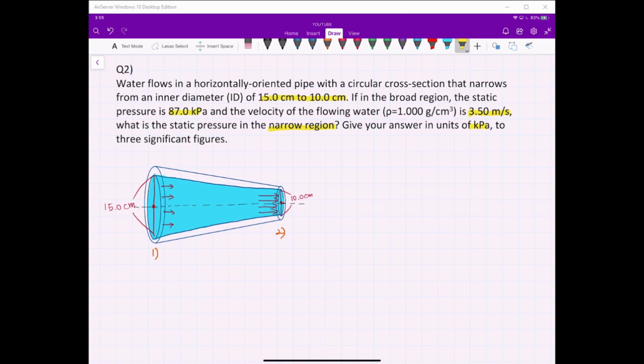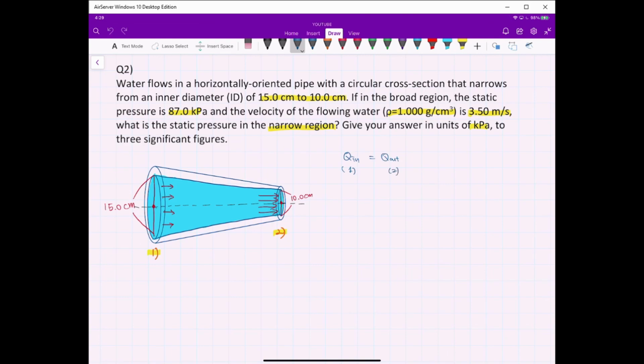For convenience sake, we can say the broad side as region 1 and narrow side as region 2. And then the water density rho is given as 1 gram per centimeter cube. For incompressible fluid, the volume flow rate stays constant, which means the amount of water flows in at region 1 must be the same as the amount of water flows out. That means Q in at region 1 is equal to Q out at region 2.